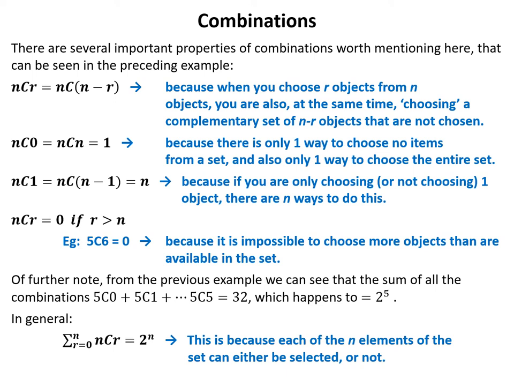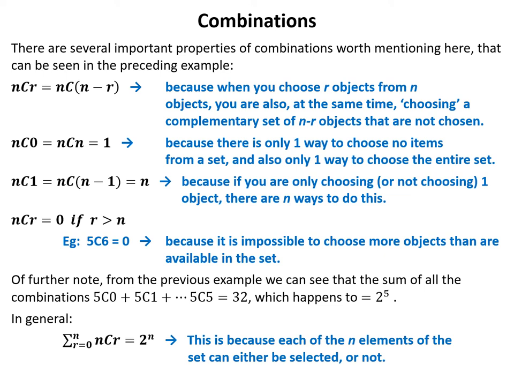So for example, if you're choosing two objects from five, and you imagine you choose the two and you put them off to one side, you've got a group of two, but you leave behind a group of three. So there'll be an equal number of groups of size two and groups of size three. And that's why 5 choose 2 equals 5 choose 3. So that gives us this general rule.